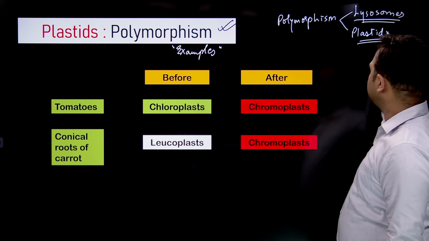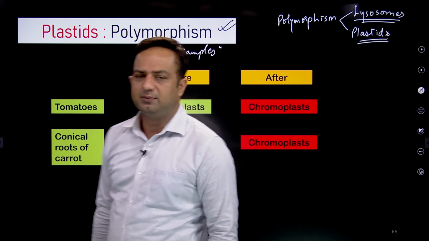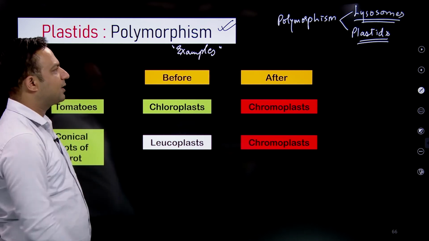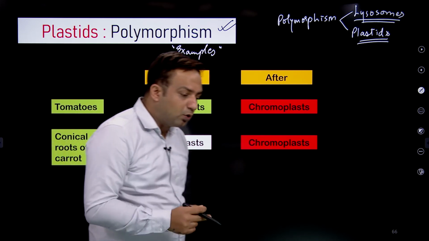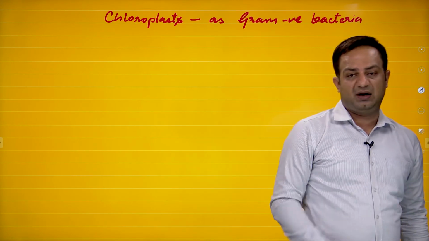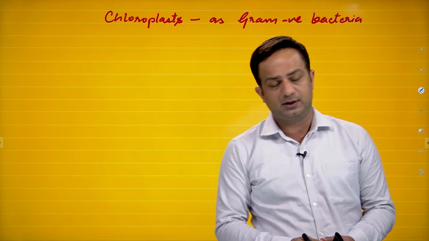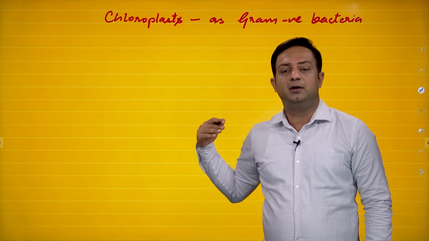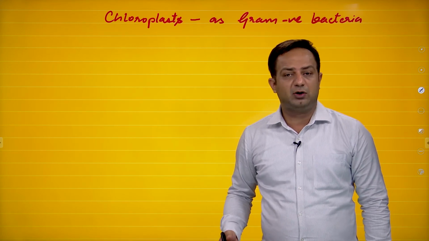One is lysosome, other one is plastids. That's simple, easier one. So this is how we can explain, right? Coming to the next one, the chloroplast as gram-negative bacteria. Can I state these things? Yeah, obviously. We have certain statements which are going to be line to line same with the mitochondria.